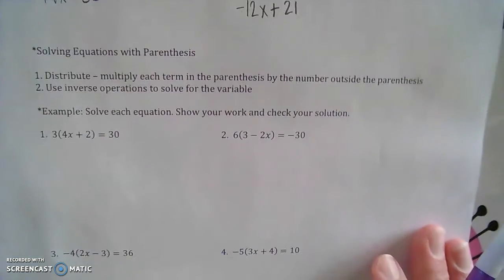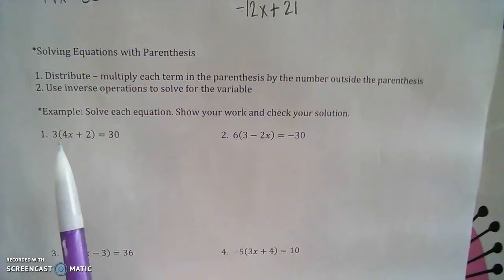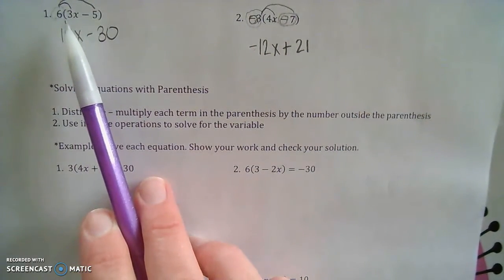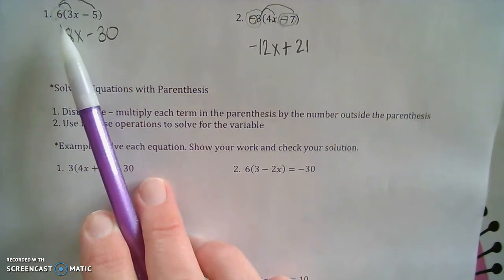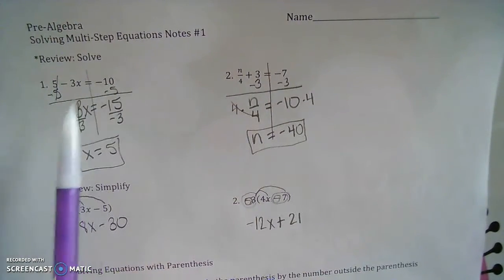All right. So here are the steps. Distribute, which means to multiply each term in the parentheses, what we just did, by the number that's outside the parentheses. And then once you distribute, it will look just like one of these equations right up here. So then you'll add or subtract and then multiply or divide.